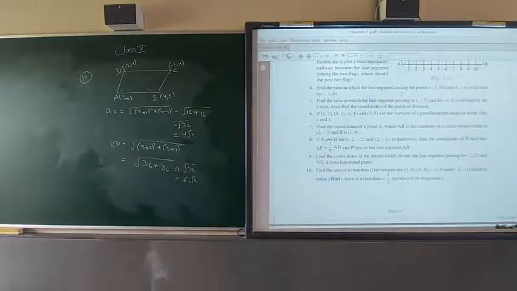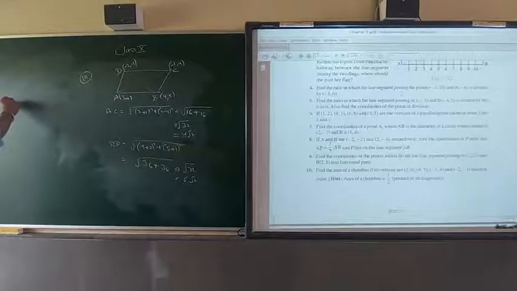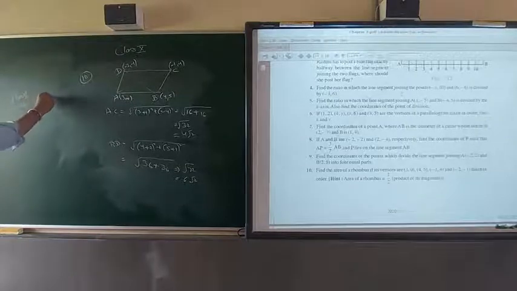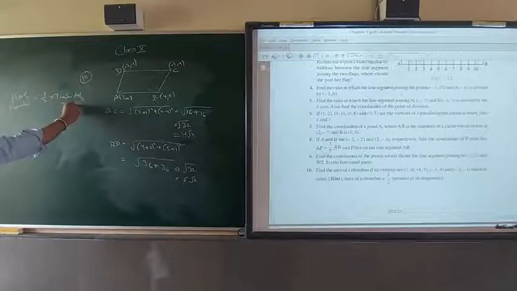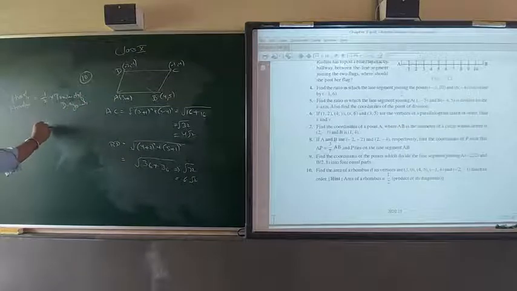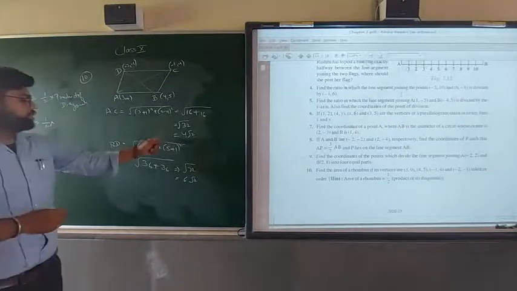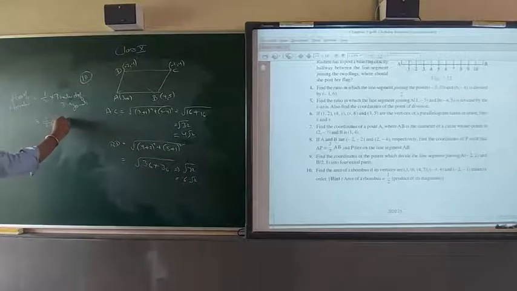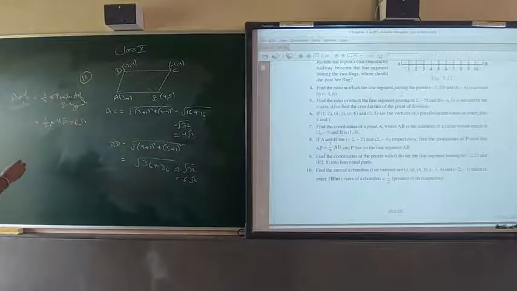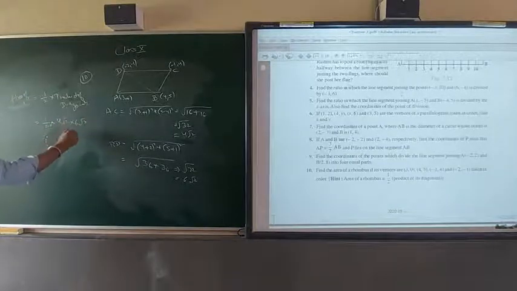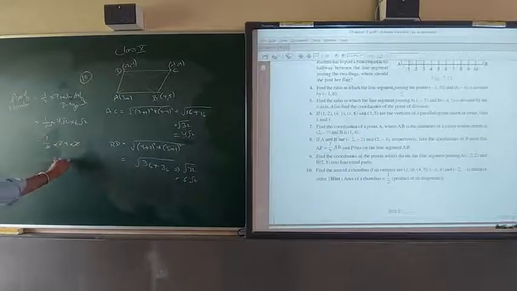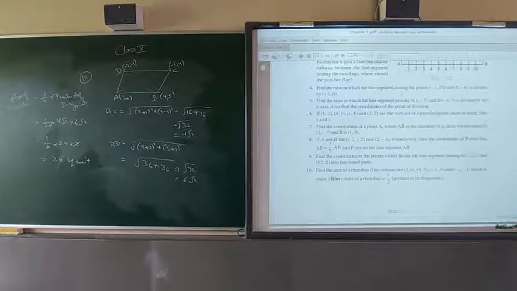Now what is the formula for the area of a rhombus? The area of a rhombus is half into the product of the diagonals. The diagonals are AC and BD, so 4 root 2 and 6 root 2. Now 1 by 2, 4 times 6 is 24, and root 2 into root 2 is 2, so the 2 and 2 cancel. So 24 square units will be the answer, because this is an area, so the answer is in square units.